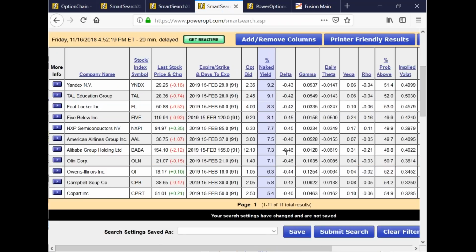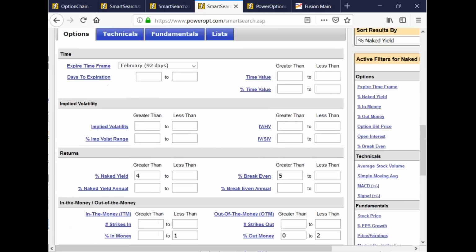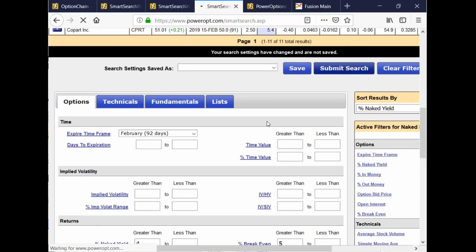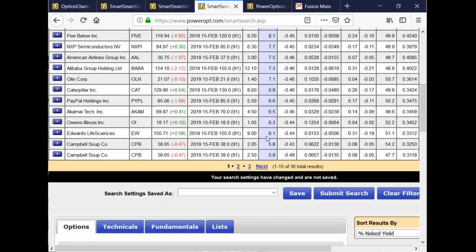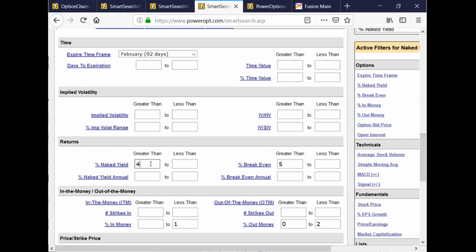0-2 takes us to 11. Okay. As I mentioned, though, I could open it up more if I just did a 4% yield and let's say a 5% to break even. That's going to open it up more. Just turning little knobs here. That triples it, takes it up to 36 results. Maybe that's too much. Maybe I want to go back to 4.5. So that's how you're starting. This is how you would start, and then you can tweak it from here.